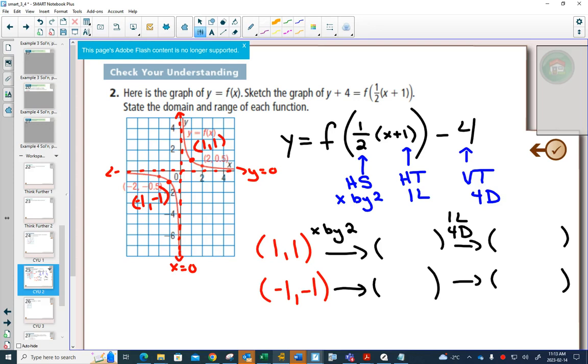So I label those above my arrows, and from here, I can figure out where those points are going to go. X by 2, that'll change this to 2, and negative 2, the y values aren't changing. Then 1 to the left, and 4 down, and I'm making sure I'm double checking my mental math and not going too fast.